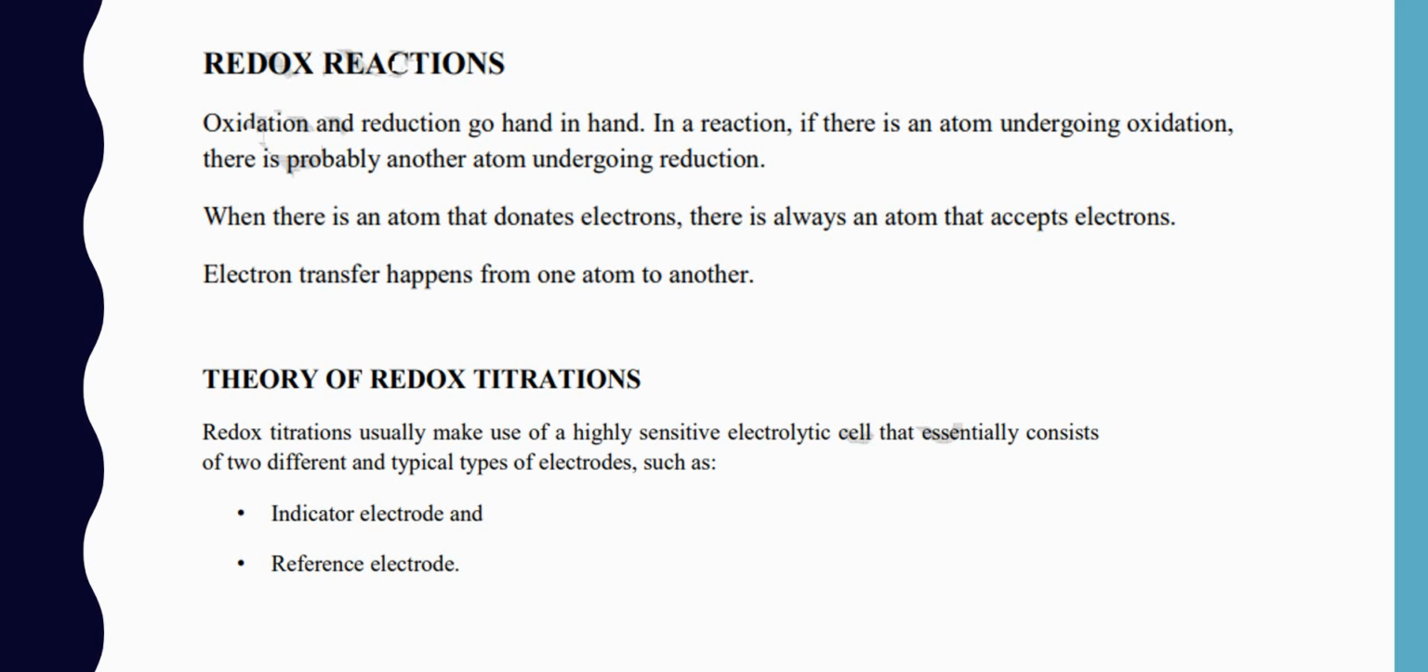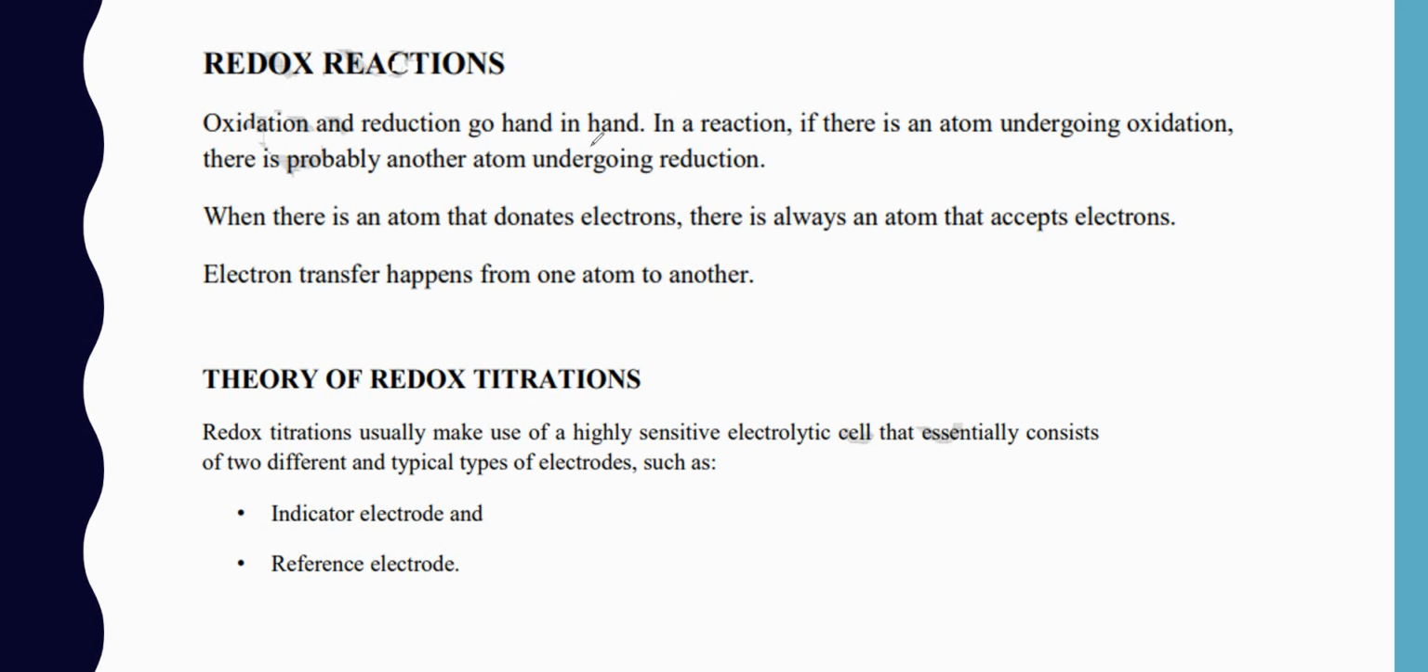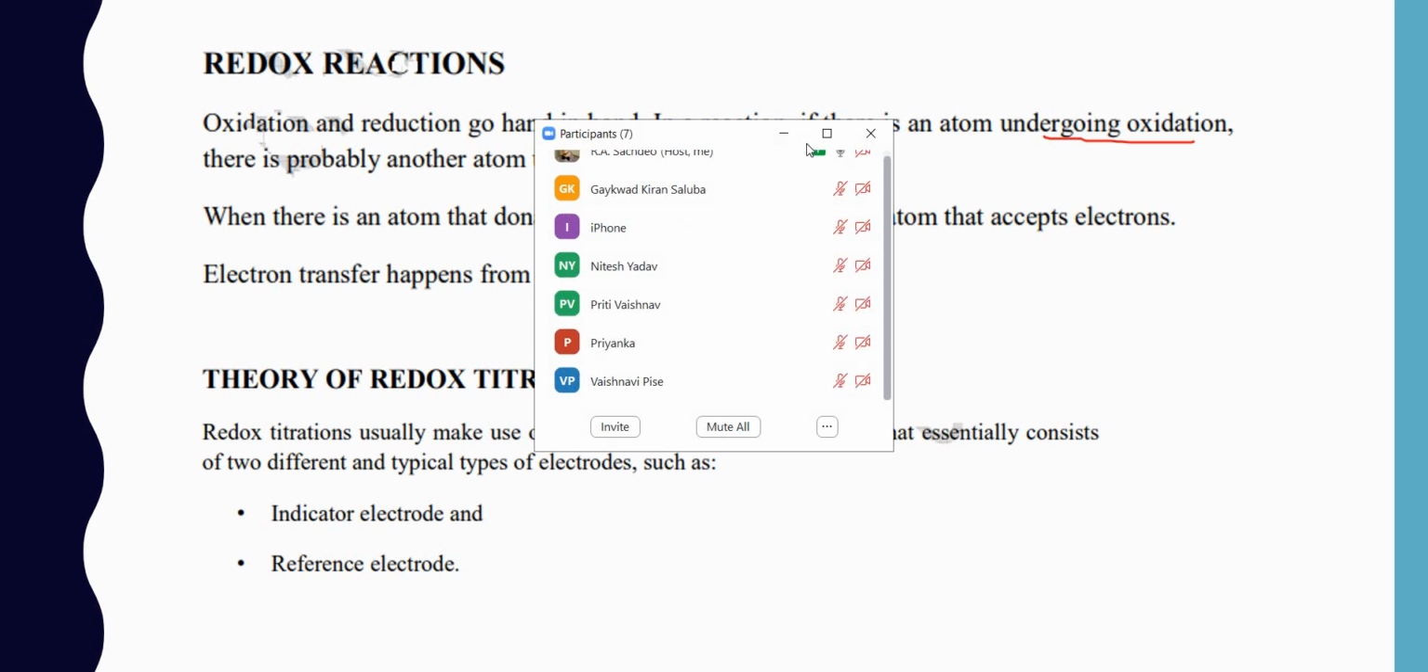Redox reactions: oxidation and reduction go hand in hand. In a reaction, if there is an atom undergoing oxidation, there is probably another atom undergoing reduction. Most of the time oxidation and reduction reactions go simultaneously. So when a substance is undergoing oxidation, there would most probably be a substance undergoing reduction.